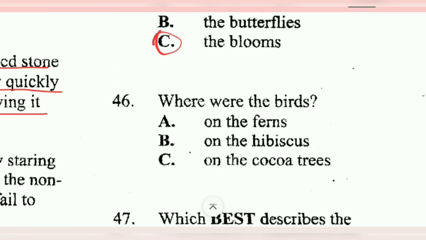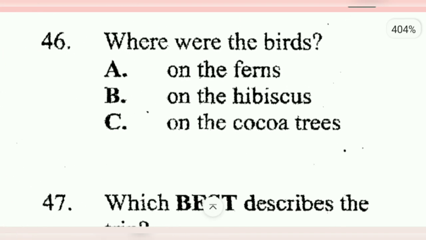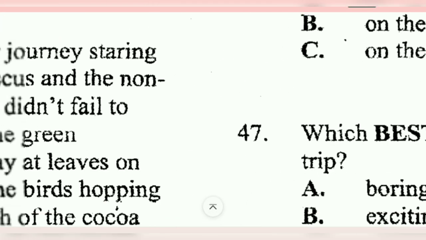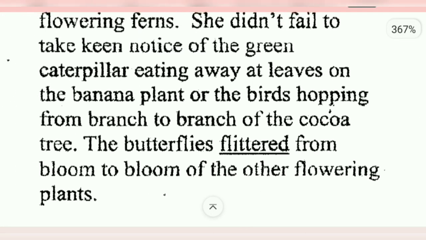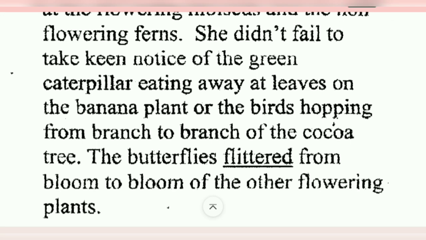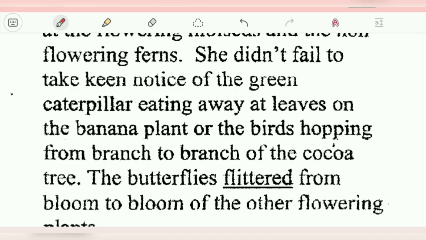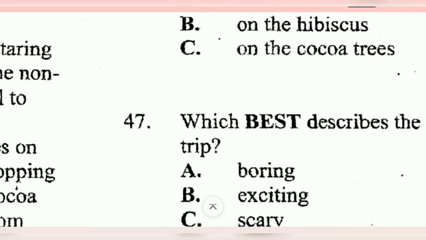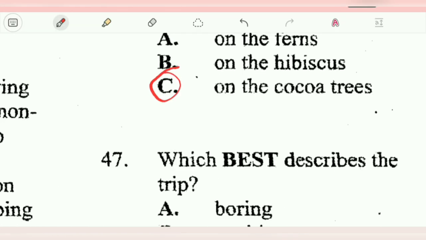All right. 46. Where were the birds? A says they were on the ferns. B, on the hibiscus. C, on the cocoa trees. So you go back and find where it speaks of the birds. She didn't fail to take keen notice of the green caterpillar eating away at leaves on the banana plant, or the birds hopping from branch to branch of the cocoa tree. So let's go back. Where were the birds? On the cocoa tree.